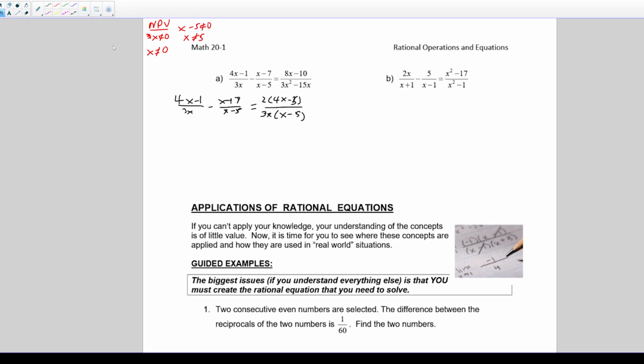What we're going to do next is take a look at my LCD. Looking at my factors here, I've got a 3x and an x minus 5, and a 3x, x minus 5. It's pretty apparent that our LCD should be 3x and then x minus 5. So what we're going to do is multiply our rationals by whatever portion of the LCD isn't already there. For this first rational, we're going to multiply everything by x minus 5.